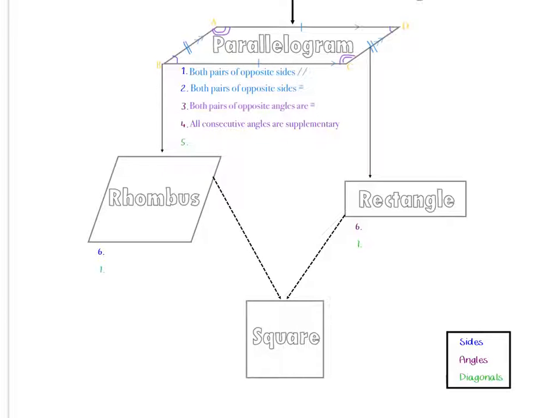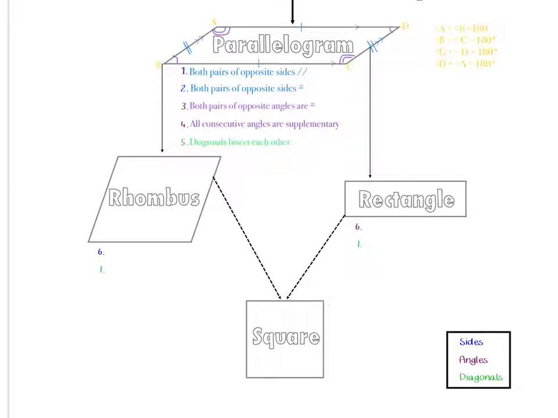The angles are also going to be supplementary, so all consecutive angles, meaning angles that are next to each other. So I'm talking about A and B. So A and B will add up to 180. B and C will add up to 180. C and D will add up to 180, and D and A will add up to 180. So all consecutive angles, meaning next to each other, are going to be supplementary. So there you can see all of the angle combinations that will give me 180 degrees.